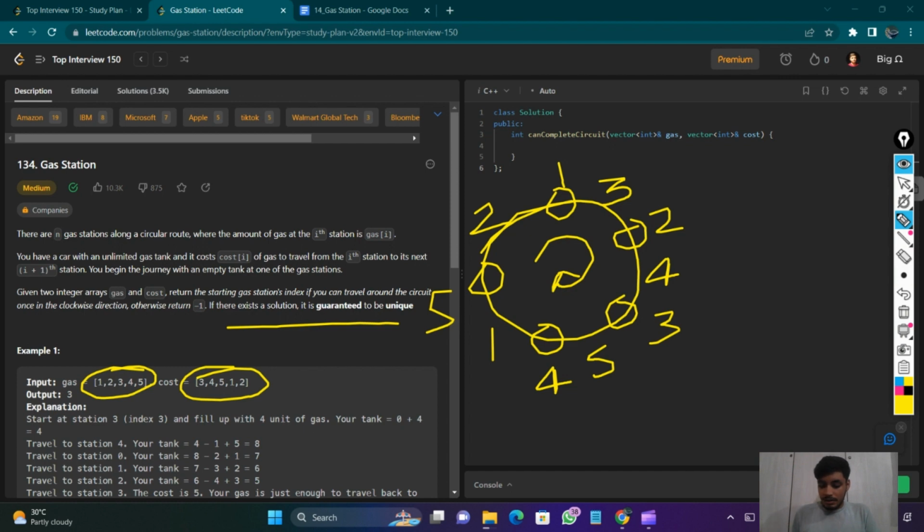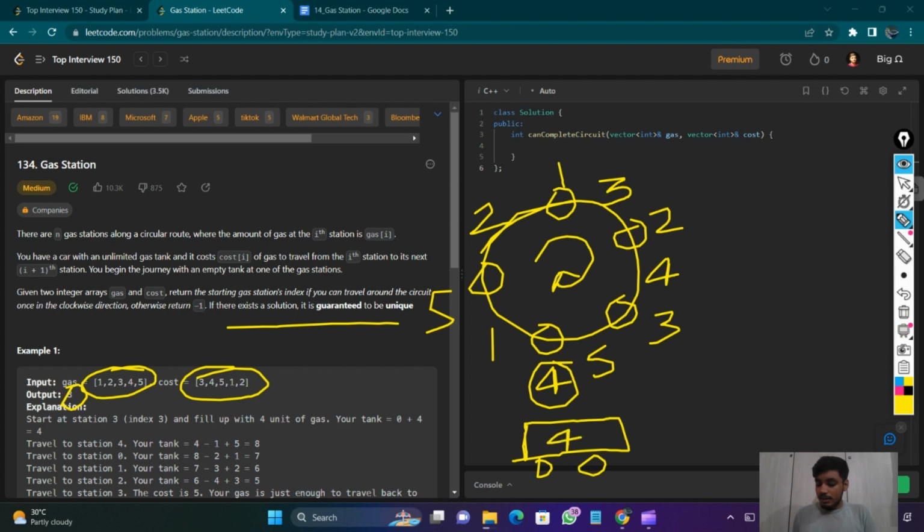So let's see with an example how it works. Here the answer is 3, that is the third index. Let's understand with the third index. Our third index has the value 4. That means this gas station has 4 amount of gas which you can refill, and it is also given that the car has an unlimited tank, and from the starting point it has 0. So you start with 0, and when you are at the third index, you refill your car with 4 gas.